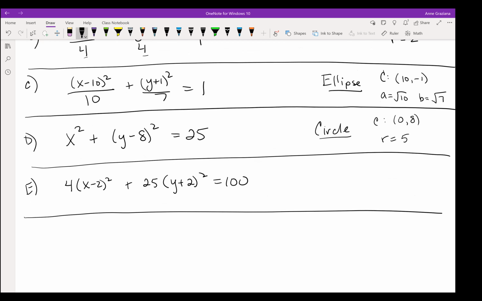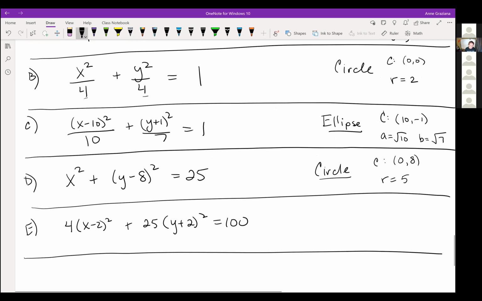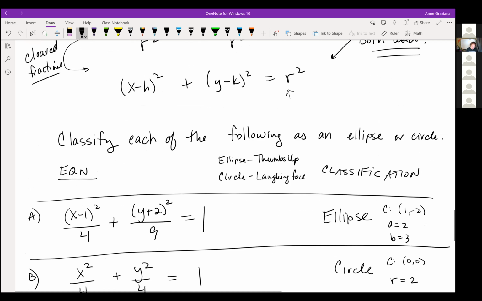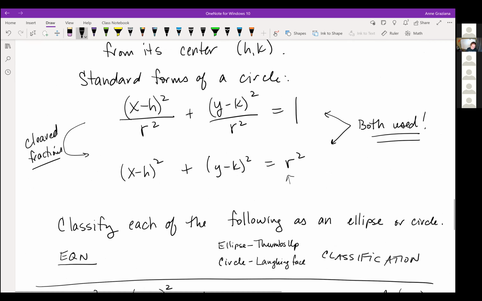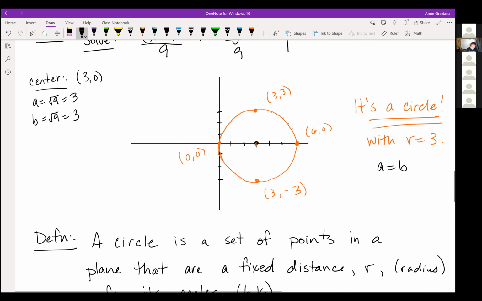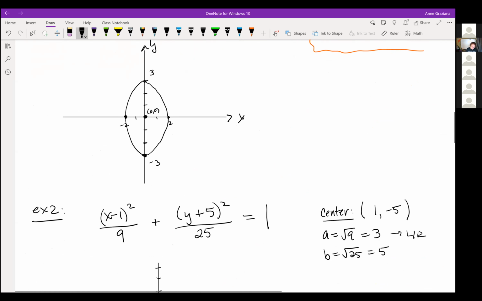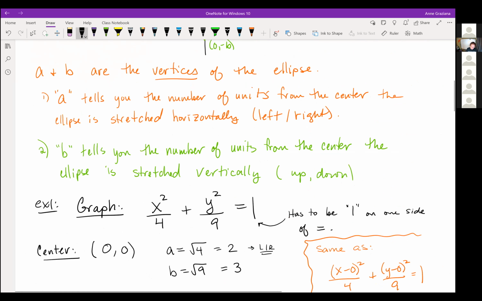People are not sure. It's a mixture. I like it. Okay, the first question is: is this in the standard format? All right, so let's go back and look. The standard format of an ellipse is in the green up here, or the blue.